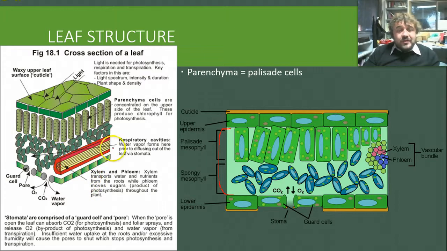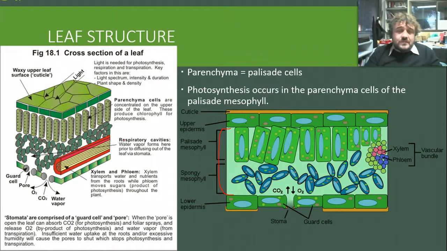The xylem and phloem, this is transport in and out of the plant, and in and out of the leaf. So this actually takes water from the roots into the leaves where it's needed, and takes the sugar which is produced here into the rest of the plant. So that's our plant.